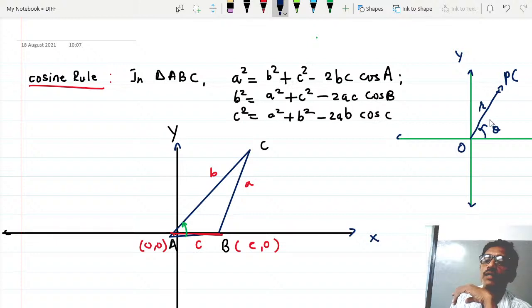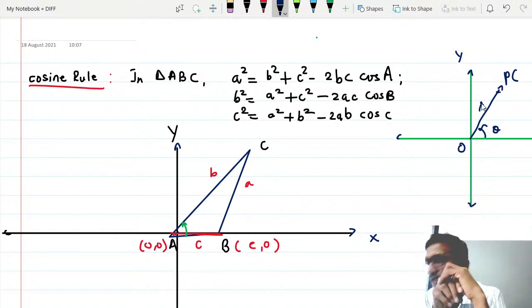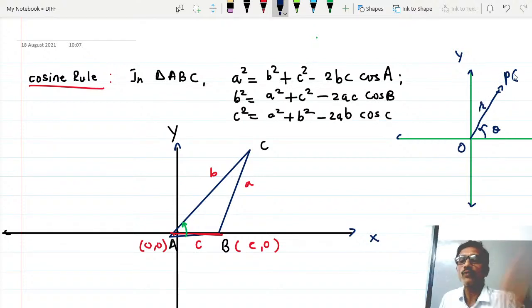Okay, polar coordinates of the point P. What will be the polar coordinates of the point P? Yes, please answer. I am waiting for your answer. Here, this is R and this is theta. So we have seen polar coordinates of the point. So what will be the polar coordinates of the point P?